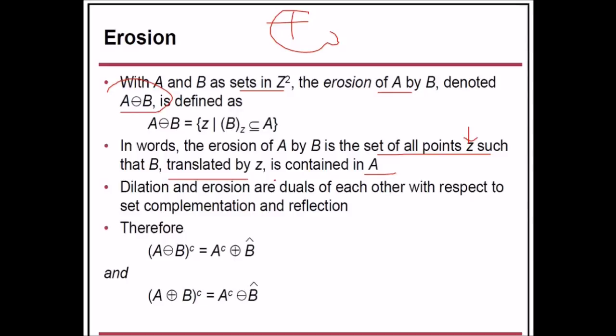So dilation and erosion are duals of each other with respect to set complementation and reflection. So the erosion of A by B, complemented, is equal to the dilation of A complement by B hat, the reflected image. And the same goes for the other, just change the sign.